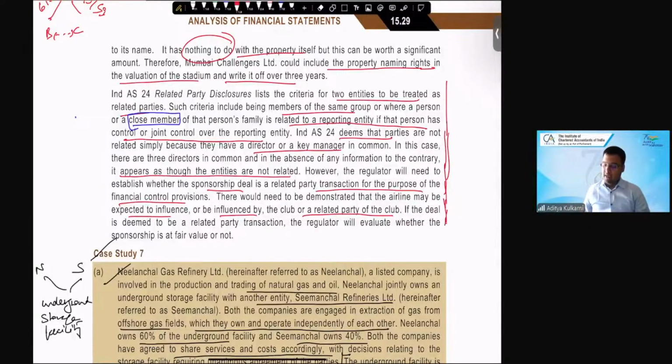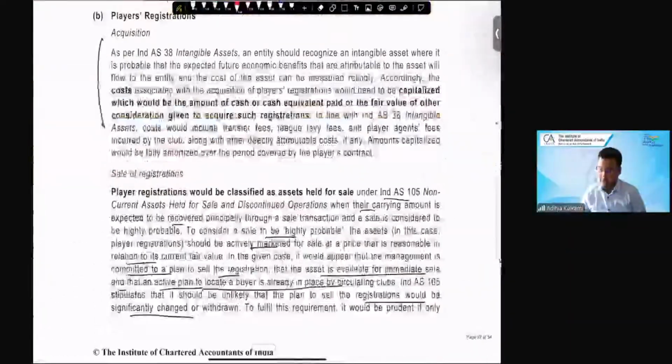If the deal is deemed to be a related party transaction, let the regulator evaluate whether it is at fair value or not. So that is what they have asked. They have not asked very fancy things. They only asked, valuation of stadium, will the renaming rights have an implication? It does have. And entering into a transaction with a company that is having common directors will not necessarily be a related party transaction, but you will of course have to look into what the regulator fixes as related parties. Okay, so that takes care of this question.